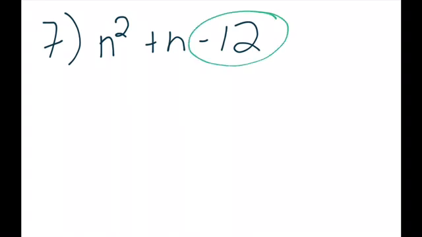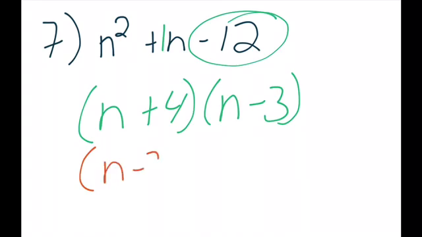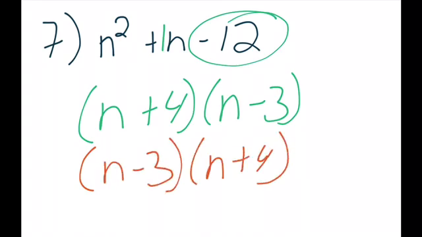Okay, number 7, we have n squared plus n subtract 12. And once again, two numbers that when multiplied give me a negative 12, and when added give me a positive 1. That would be n plus 4 times n subtract 3. Or I could say n subtract 3 times n plus 4. Does not matter either way. They're both correct.